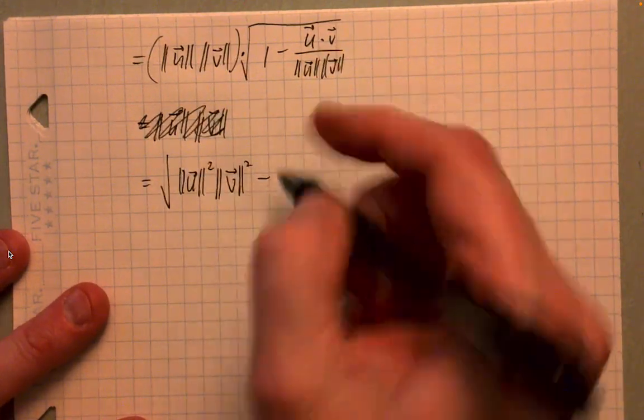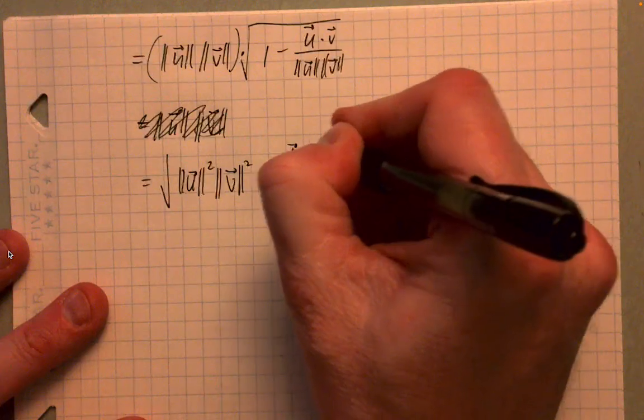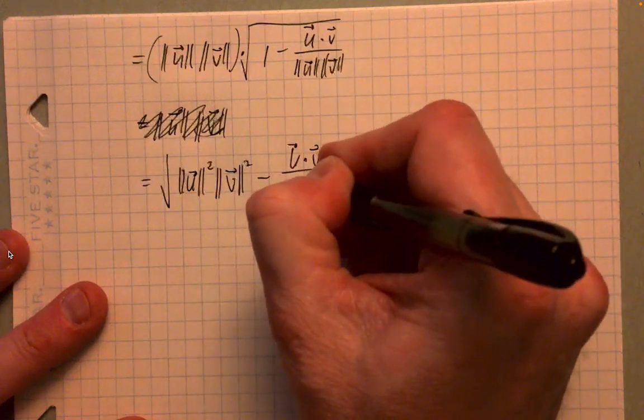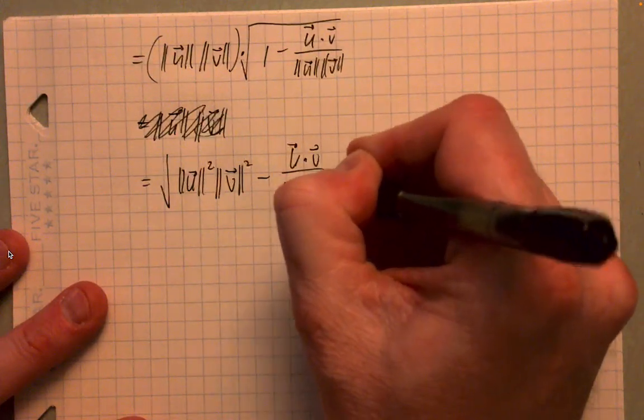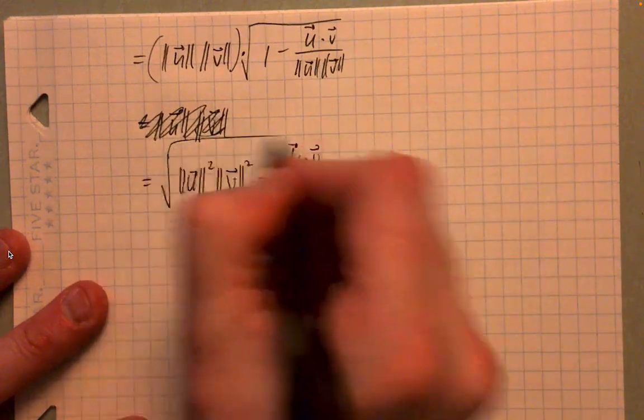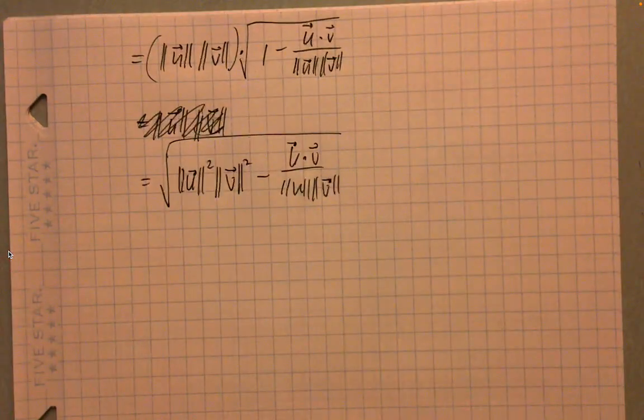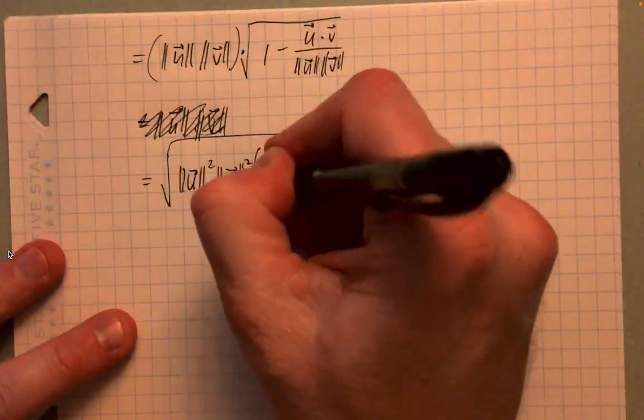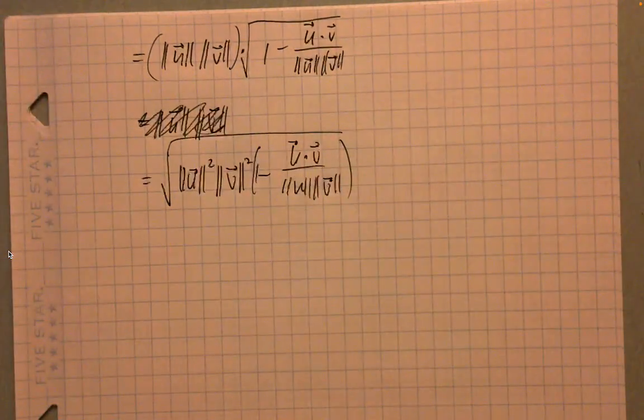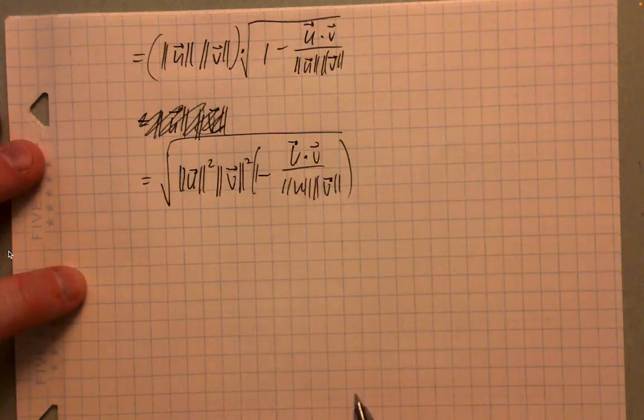Minus u dot v over the norm of u times the norm of v. So I can kind of do this. Oh, 1 minus that. Sorry about that. There we go. All right, so all I did was bring it inside the radical, right? And it's multiplied by this whole thing.